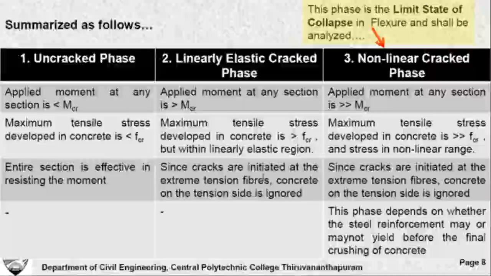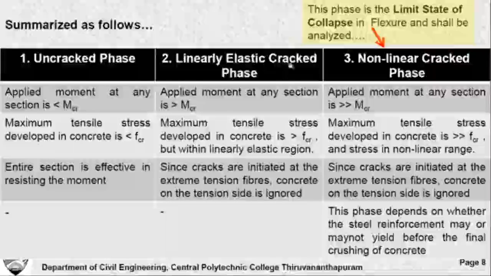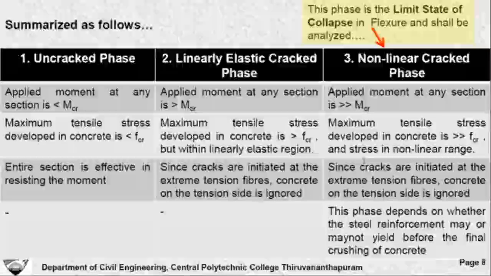The concrete on the tension side becomes completely ineffective in resisting the moment. It is the steel which is effective in resisting the moment on the tension side. So we call such a region the linearly elastic cracked phase. And we keep increasing the load. The moment exceeds the cracking moment very much. As a result, large cracks develop, and later we have seen the steel is yielding. A large curvature occurs in the beam. As a result, more and more cracks develop on the tension side.